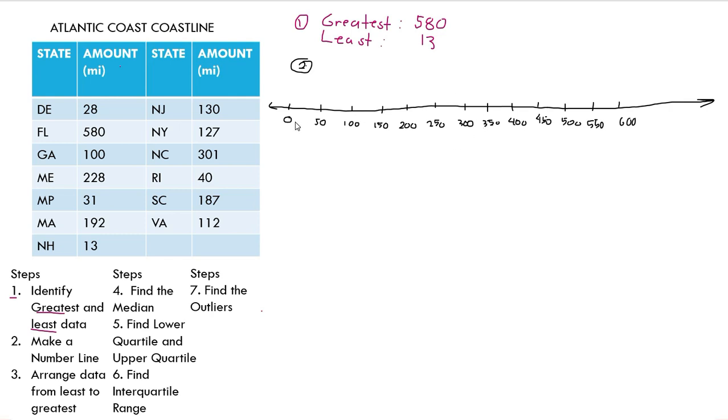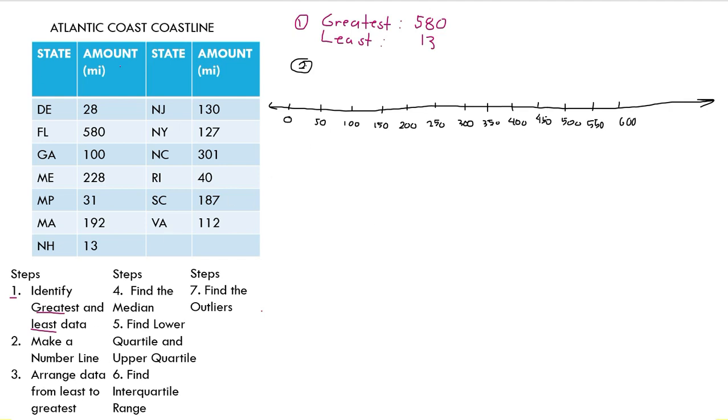Alright, so as you can see, I drew the number line. It started with 0, and the interval is 50. The spaces should be approximately equal to each other. This one is not that perfect, but most probably we need to make it approximately equal to each other. So your number line should cover the least value to its greatest value. So 0 to 600 covers it.